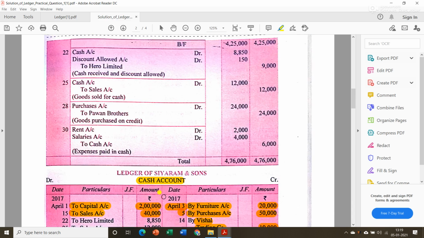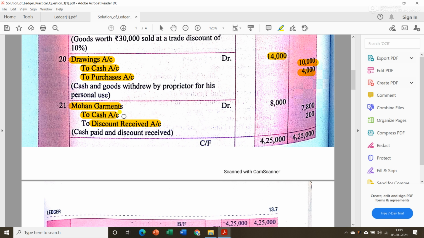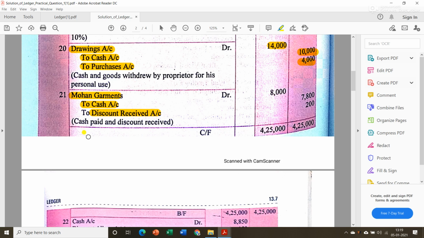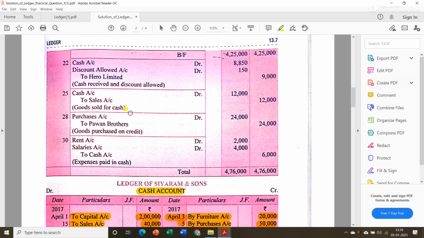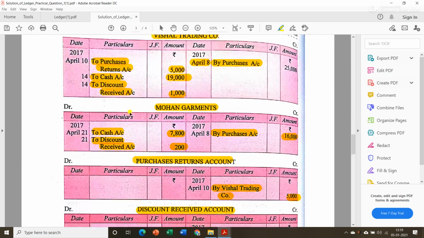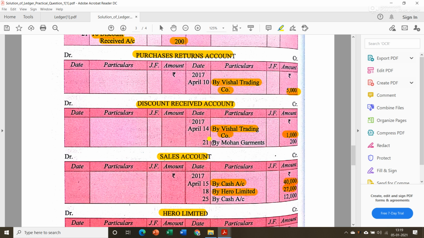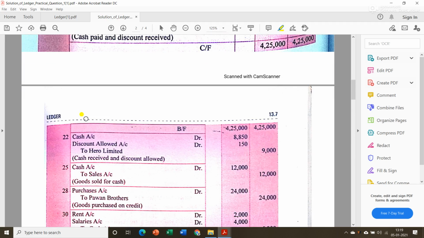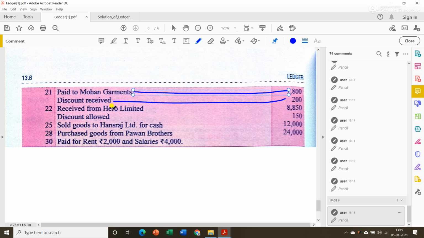Now see, next is cash account. We already have cash account, so we will write by Mohan Garments the actual cash that we paid him, 7,800. Then next we have discount received account. We already have discount received account, so in here we will write by Mohan Garments rupees 200, the actual amount of discount that we received from him. Then let us see the next transaction.